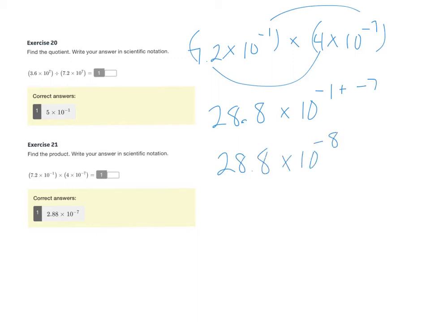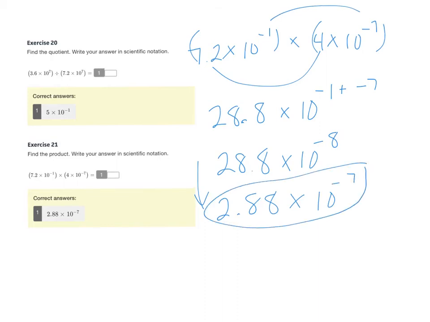This is not in scientific notation. We're going to have to move that decimal over to make it 2.88. So this value went down. Our exponent has to go 1 greater. 1 greater than negative 8 is negative 7. And that's how you do 21.